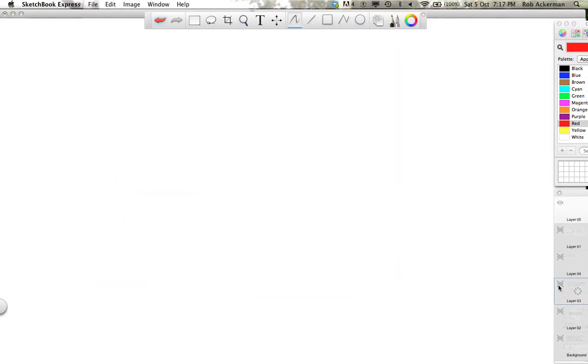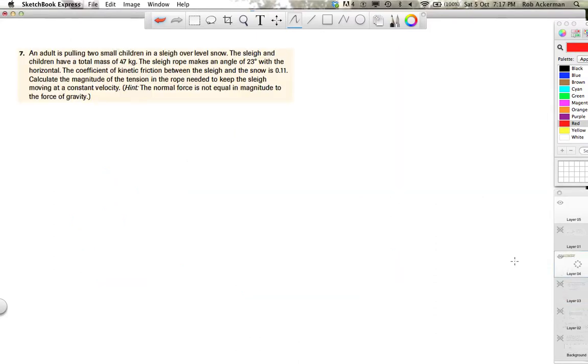All right, here we go. Next question. Let's look at a grade 12 style question. I call these grade 12 style because, as you're going to see here, the normal force is not going to be equal to gravity the way it was before. Let's have a look. It says an adult is pulling 2 small children in a sleigh over level snow.